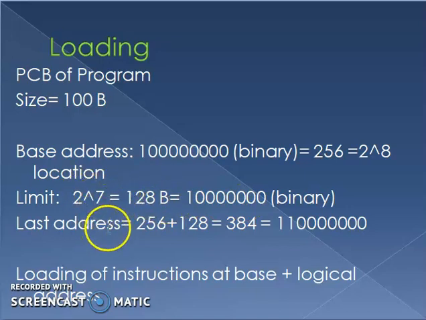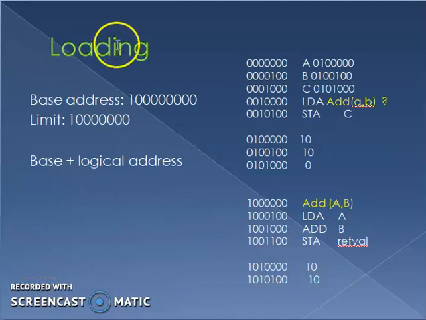Now the last address will be 256 plus 128, that is 384. Adding this value into this, generating this binary number. Now loading of instructions at the base plus logical address. Now let us look at how the code will get space in the memory. So the base address is this, limit is this.